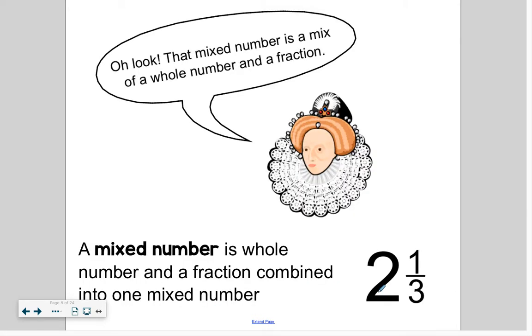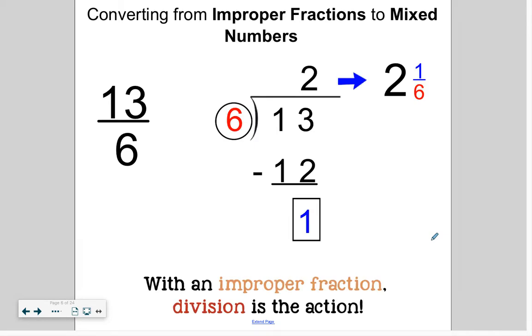We're going to learn a little bit later what to do with a mixed number. A mixed number, she's saying, oh, look, that mixed number is a mix of a whole number and a fraction. And that's what a mixed number is. A mixed number is a whole number and a fraction combined into one mixed number. So we're going to begin by converting from improper fractions to mixed numbers. So with an improper fraction, division is the action.